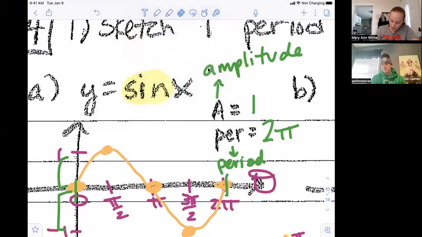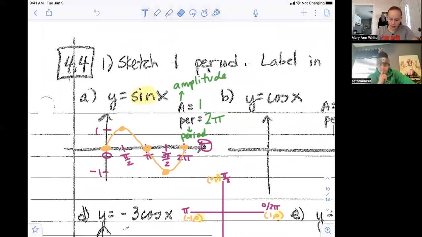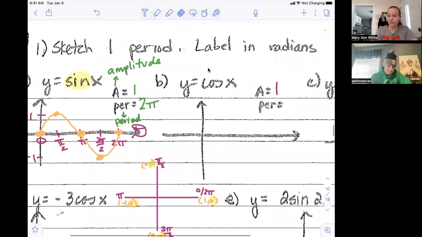The reason these things are important is because we're going to do transformations. That's kind of what all of 4.4 and 4.5 are. So we need to see what the basic sine graph looks like. We're going to do the same thing with cosine as well. It's a wave just like sine. It's essentially just scooted over a little bit.